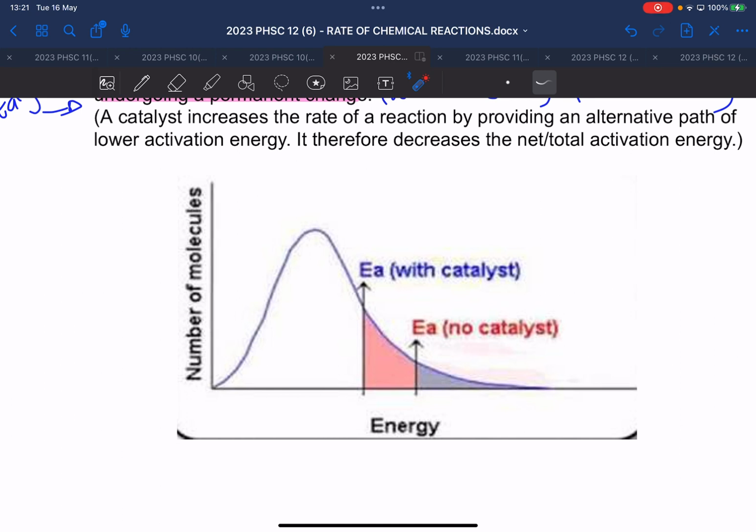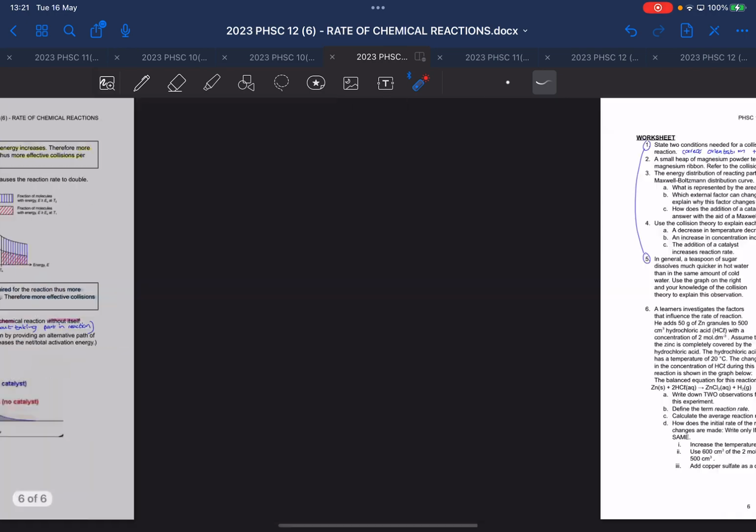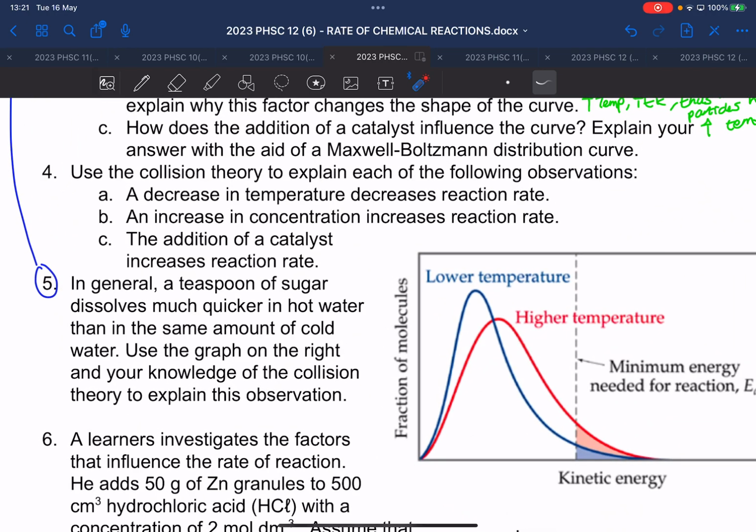Alright, so they'll ask you to explain the following with the aid of the collision theory. A decrease in temperature decreases the reaction rate. Question 4a. Yes, a decrease in temperature.